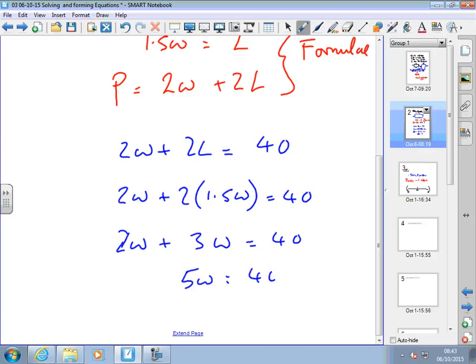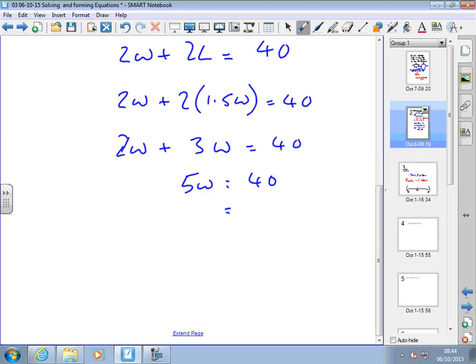And that equals 40. So if 5 lots of W equal 40, how do I get W? I divide both sides by 5 to get W equals 40 divided by 5, 8. Thank you. Okay. And then I can carry on and get the other one. So in that case, I could work it out for a perimeter of 40. And whatever perimeter I have, I've got a way of solving the equation. So I need to be able to form equations and solve them using these steps. These steps to get to the answer is what I'm going to focus on now.